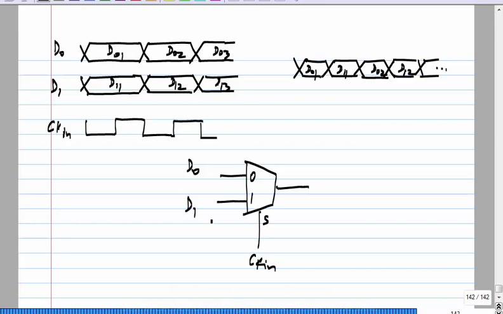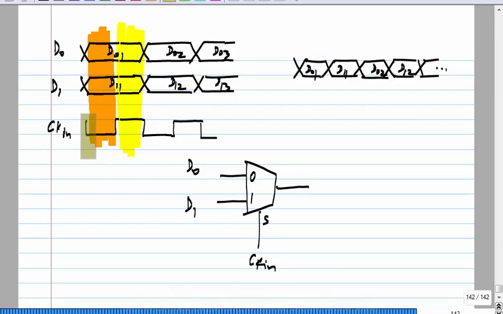I understand. Basically, you are saying that when clock in is 0, this goes through, and when clock in is 1, that goes through. But you have to make allowance for the fact that there could be some skew between this clock and that, and so on. For instance, this clock generates that, but this edge will not be exactly coincident with that. So, you do not want any glitches in the output. How will you fix that situation?